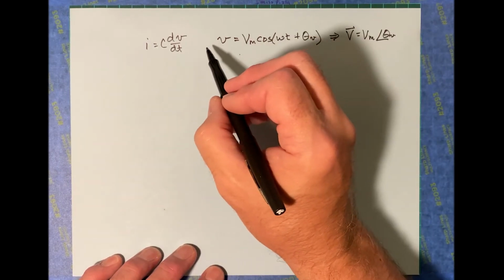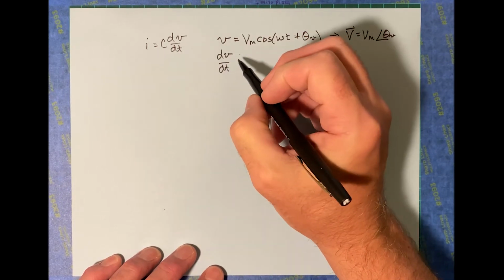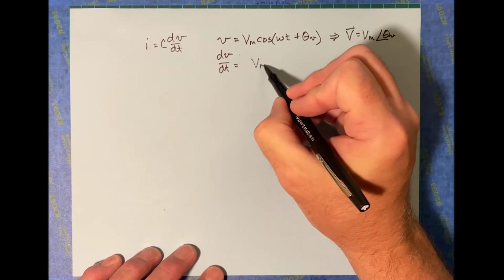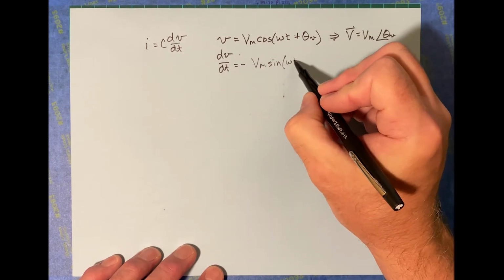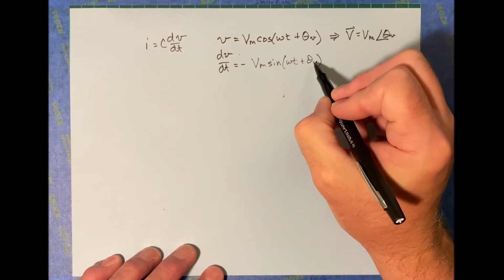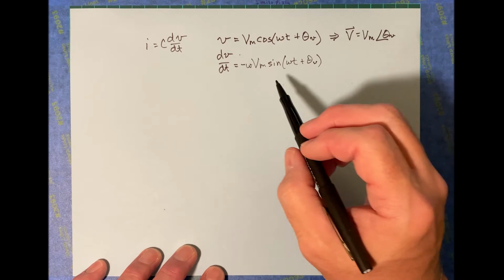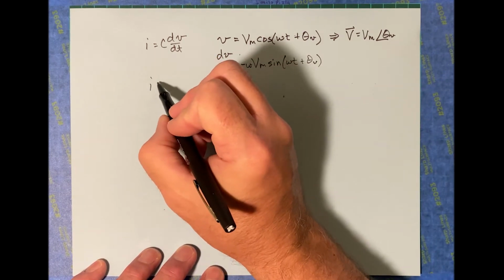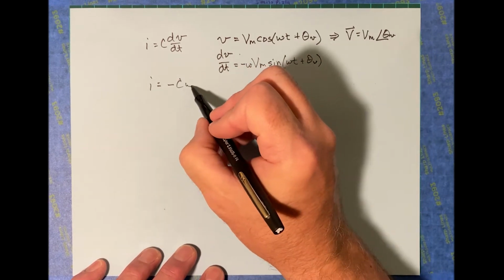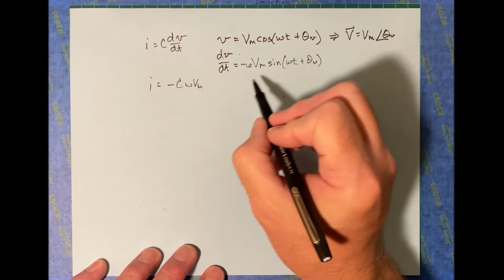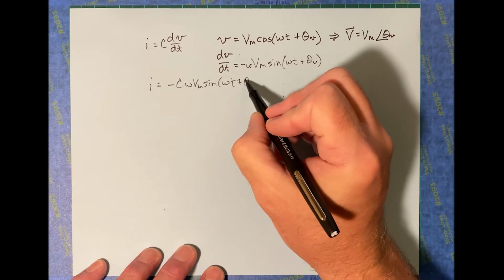Well, let's take the derivative of this so that we can plug it into our I. So dv/dt is going to be v sub m times minus sine of omega t plus theta sub v, times the derivative of what's inside the parentheses, which is just going to be omega. So there's the derivative, and then we multiply that times c, so we get for our I here, that's going to equal minus c omega v sub m times the sine of omega t plus theta sub v.